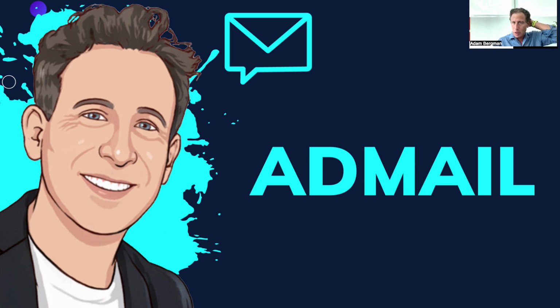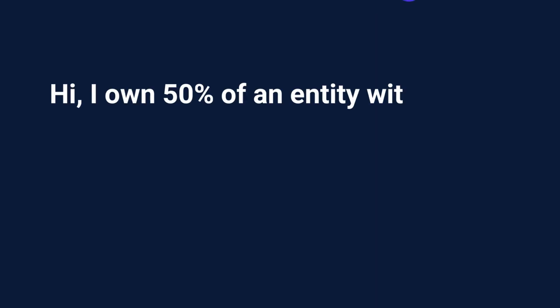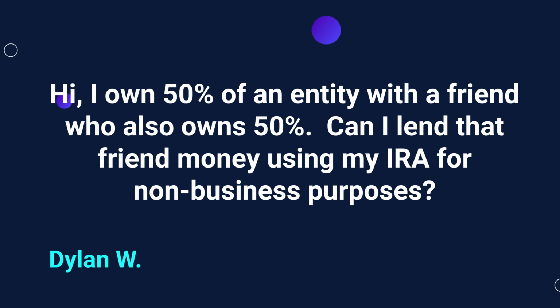So first question is from Dylan W. Dylan wants to know, I own 50% of an entity with a friend who also owns 50%. Can I lend that friend money using my IRA for non-business purposes? So Dylan, great question. We've got to look at 4975, which talks about who is a disqualified person.